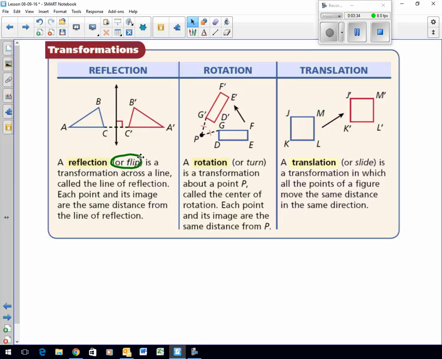Next, we have a rotation or turn. Okay, it is a transformation about a point P called the center of the rotation. Each point and its image are the same distance or equidistant from P. The trigger word associated with rotation is a turn. Rotations turn. Reflections do what? Flip. Reflection flip, rotation turn.